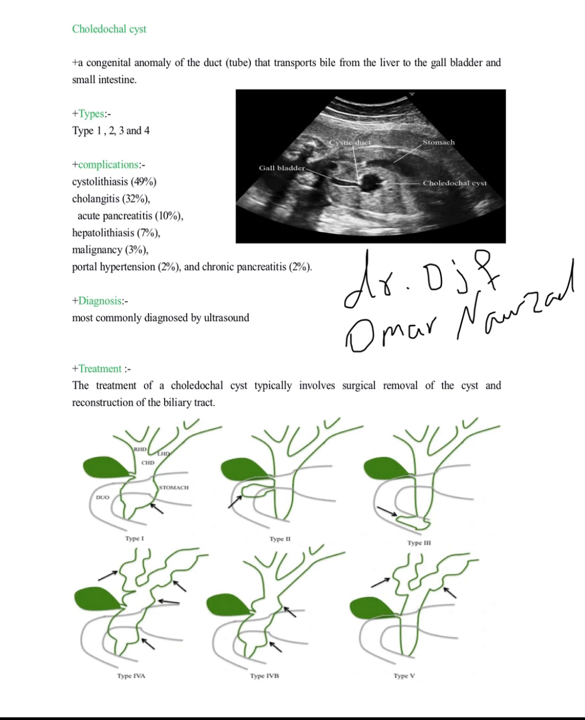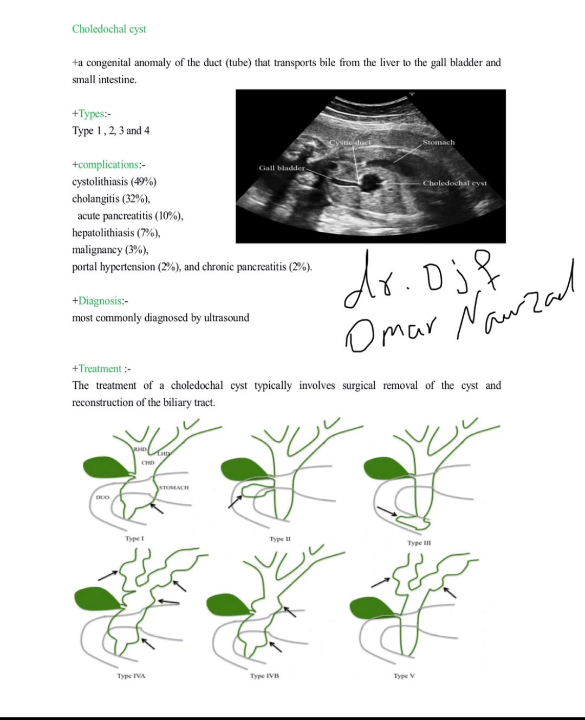The signs and symptoms of a choledochal cyst can vary depending on the type and size of the cyst, as well as the age of the individual. In some cases, the condition may not cause any symptoms and it may be discovered incidentally during an imaging test or surgical procedure for another condition. However, some common signs and symptoms associated with the choledochal cyst include abdominal pain, jaundice, nausea, fever, and chills, pale stools and dark urine, also weight loss and enlarged liver.